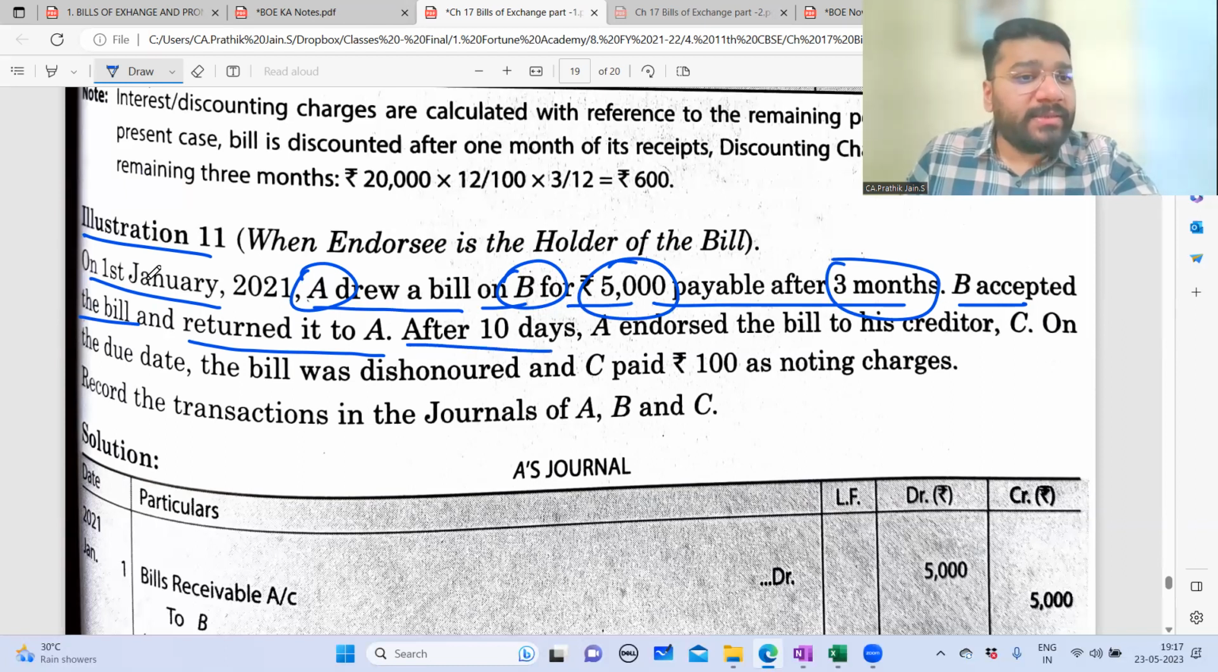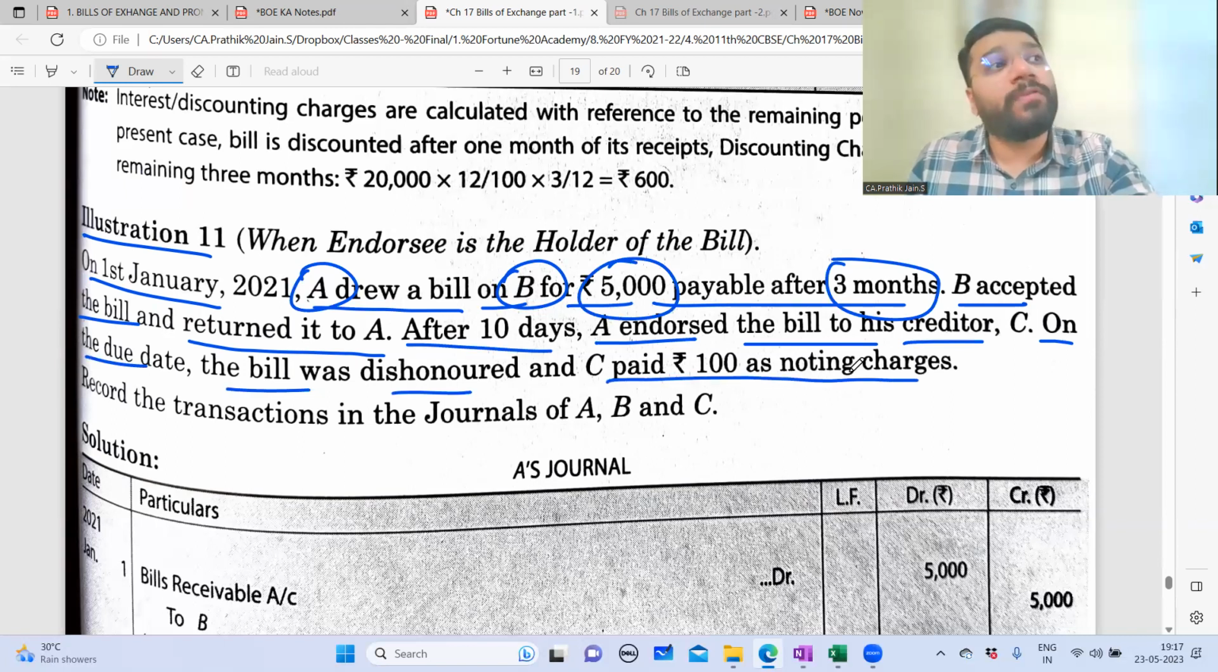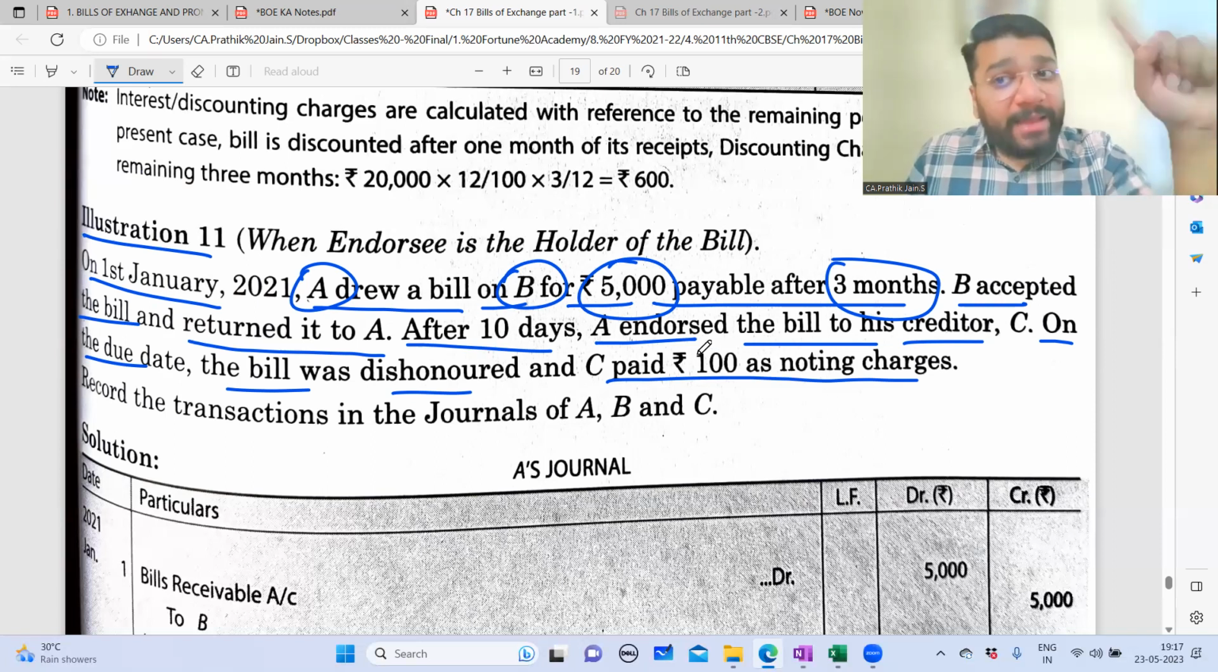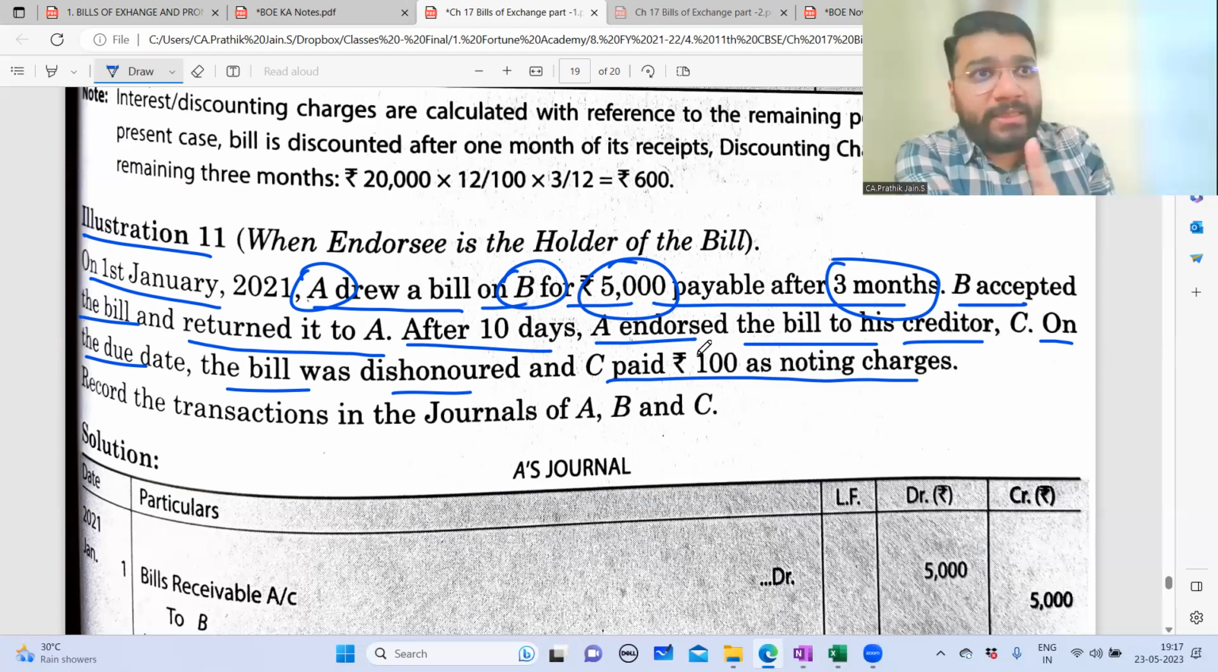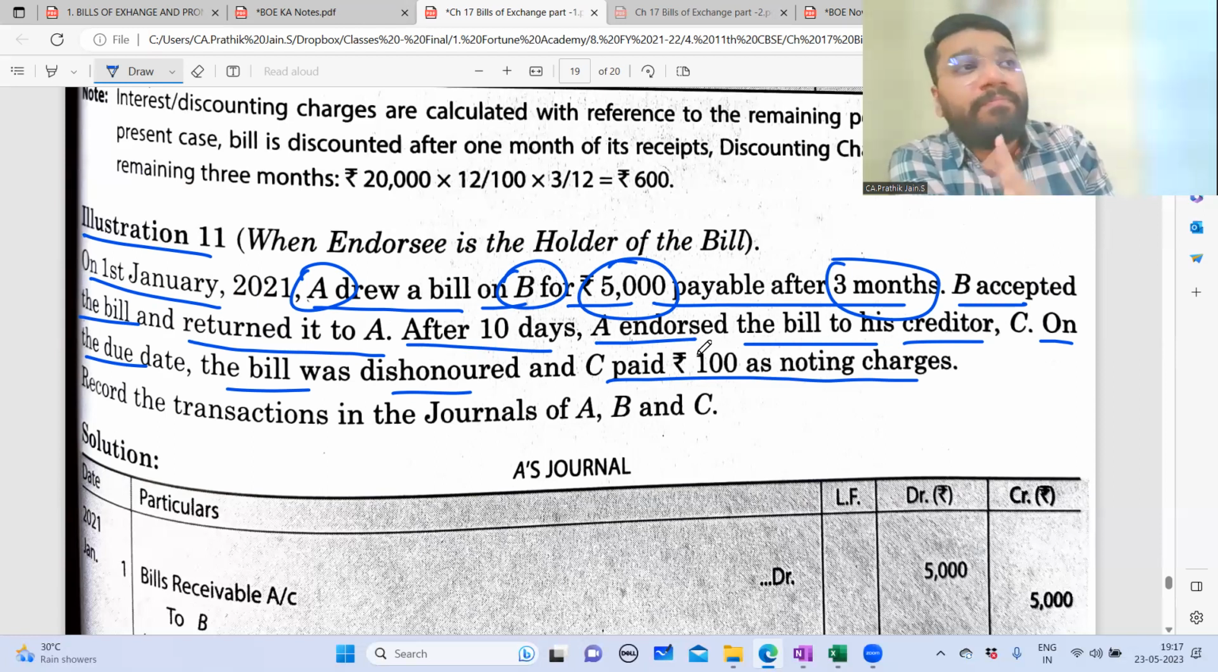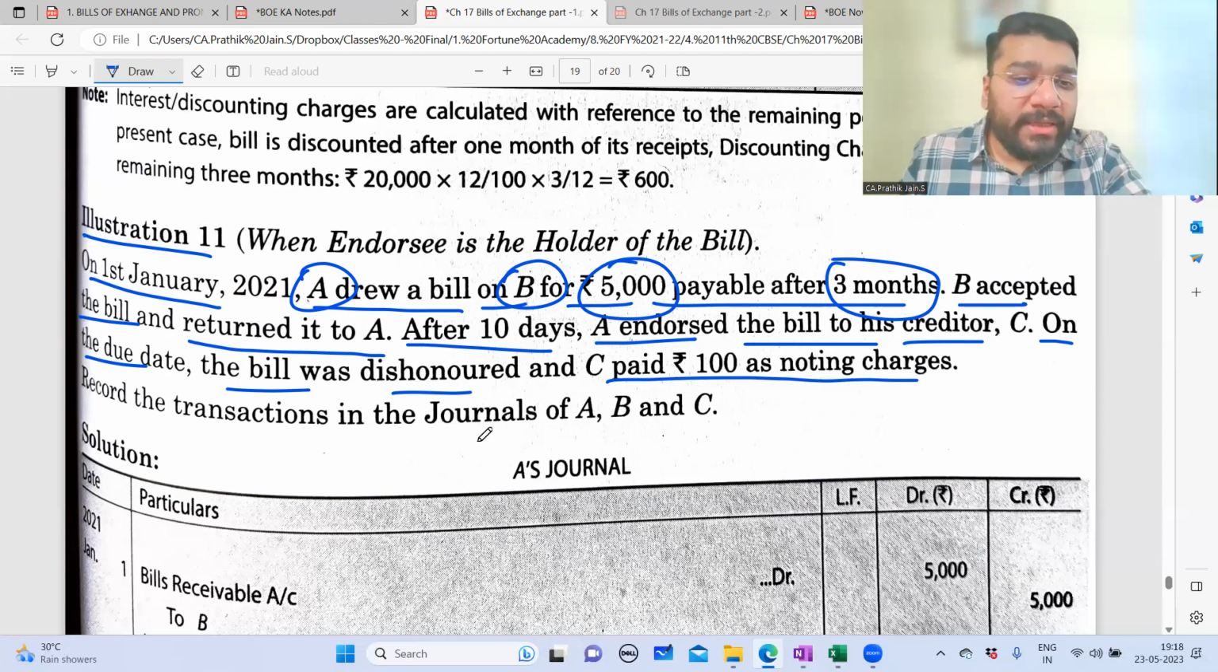After 10 days, that is 11th of January, A endorsed the bill to his creditor C. On the due date, the bill was dishonored and C paid 100 rupees as noting charges. In this case, who is the holder of the bill? C is the holder of the bill. So he would have taken the notary public along with him and got all the facts noted down, and for that purpose C would have paid 100 rupees service charge. But will C bear the noting charges? Who will bear it ultimately? B. So C will recover this money from A, and A will recover this money in return from B. Record the transaction in the books of A, B, and C.